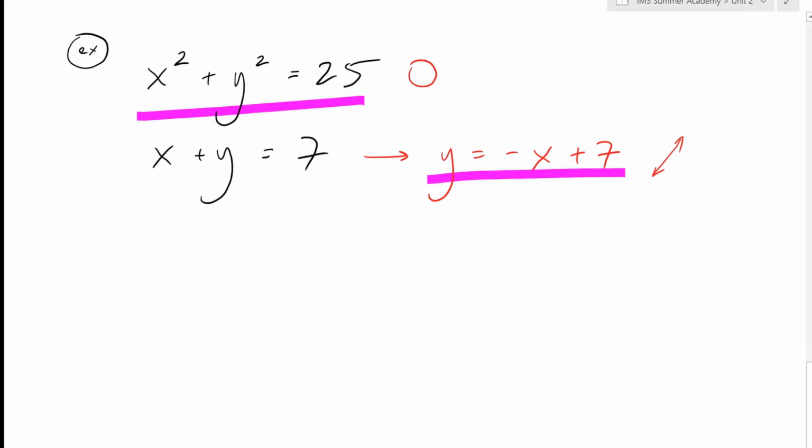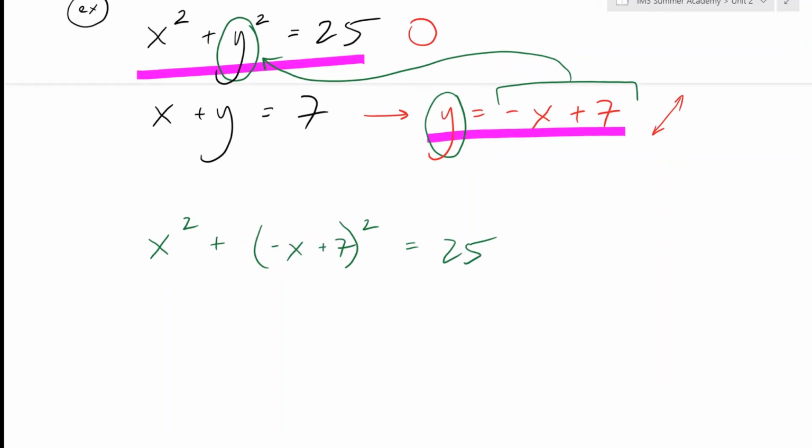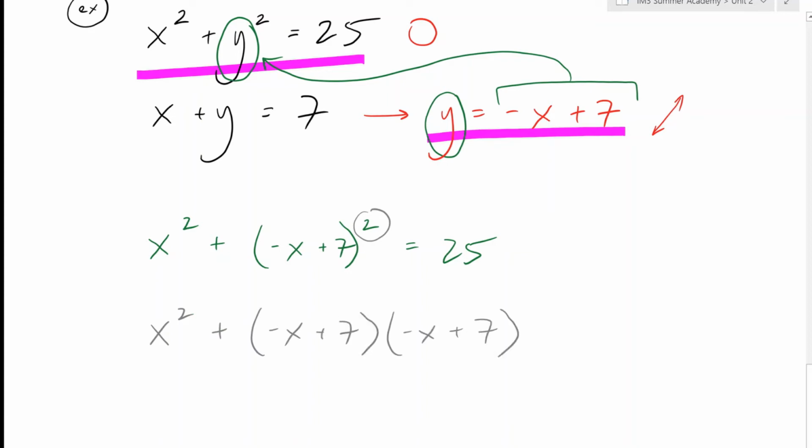And again, we're going to use substitution. So this is what y is. I'm going to substitute it into here. So this whole piece is going into here. So x squared plus that thing that I'm going to plug in instead of y, it's negative x plus 7. And hopefully we're realizing by now this means write it twice. x squared plus (negative x plus 7)(negative x plus 7) equals 25.